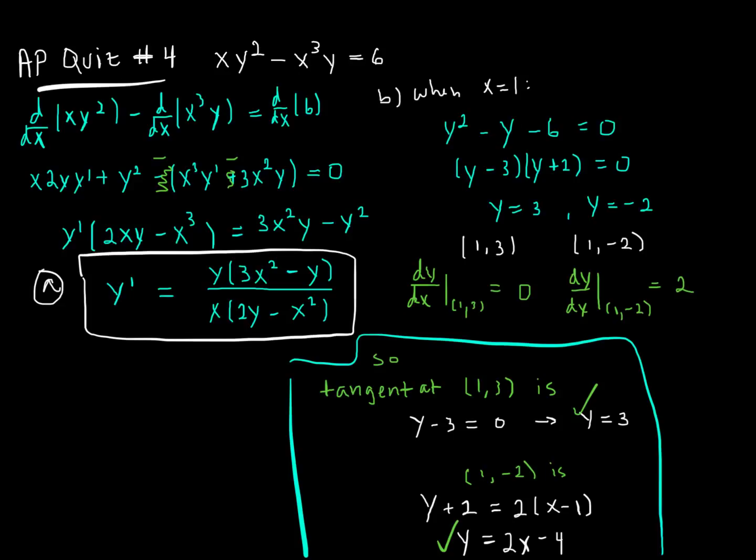Now part C wants me to find the x-coordinate of each point on the curve where the tangent line is vertical. So I'm searching for the x values where the tangent line is vertical, meaning that my derivative must be undefined at those points. So I'm going to try and find when y prime will be undefined. I'm going to go to a new page to make that happen.